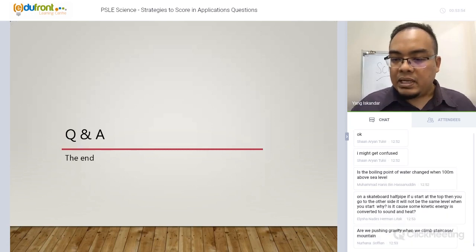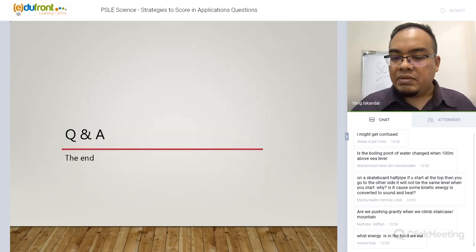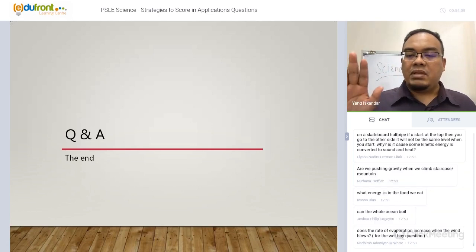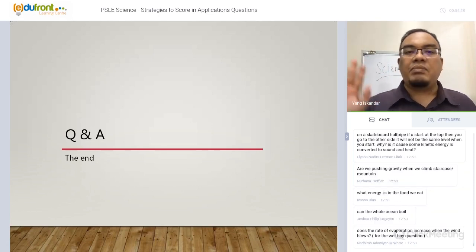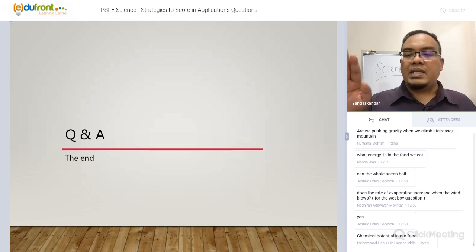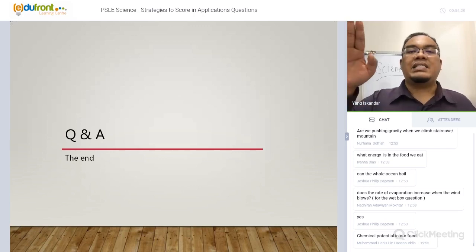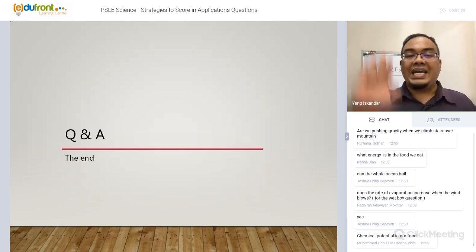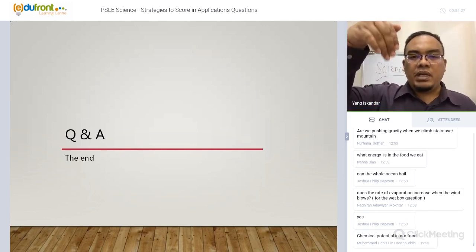Okay, on the skateboard half pipe, if you start from the top down, I don't understand what is half pipe. Okay, are you pushing gravity when climbing stairs or a mountain? What do you mean by pushing gravity when climbing? When we are climbing the mountain, we are going against gravity. We don't say that we push gravity. Gravity is the force that brings objects towards the earth. So when we are climbing the stairs or mountain, we are going against gravity. Gravity is going downwards. So when we're going up, we're actually going against gravity. When we're going down, we are going towards gravity.